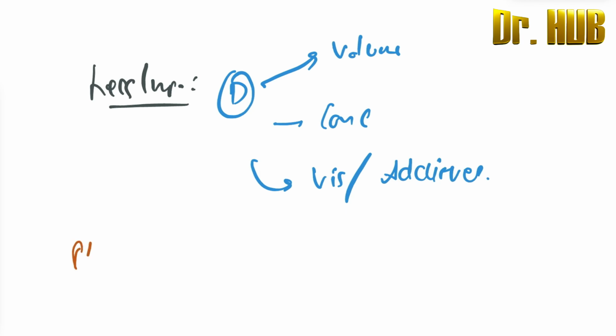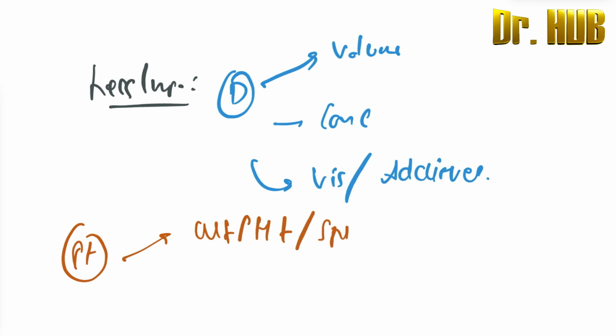Now let's look at the patient factors. The patient factors include the weight, the height, and the spinal anatomy. Next is the intra-abdominal pressure, which we call the IAP.